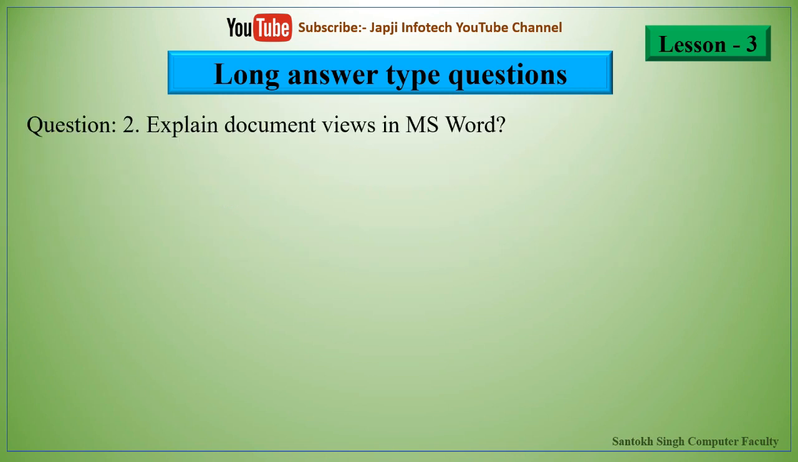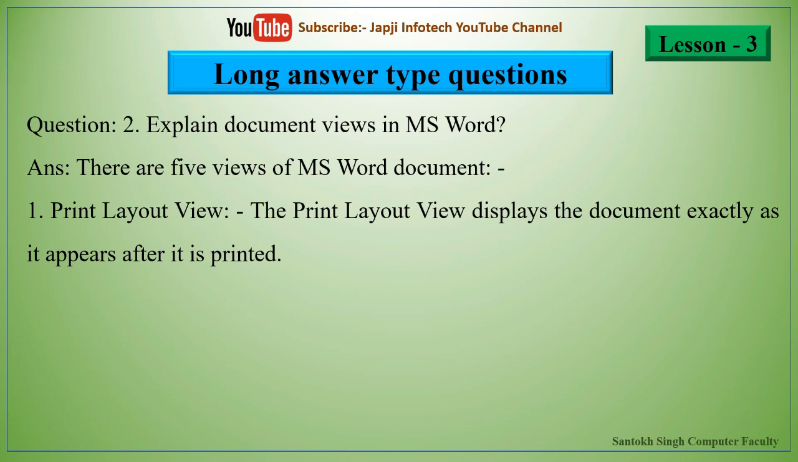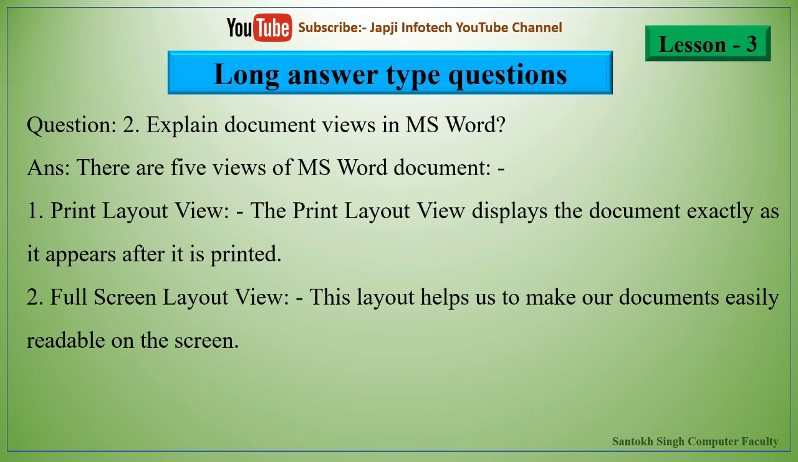So second question is explain document views in MS Word. So there are 5 views of MS Word document. First one is print layout view. The print layout view displays the document exactly as it appears after it is printed. Second one is full screen layout view. This layout helps us to make our document easily readable on the screen.